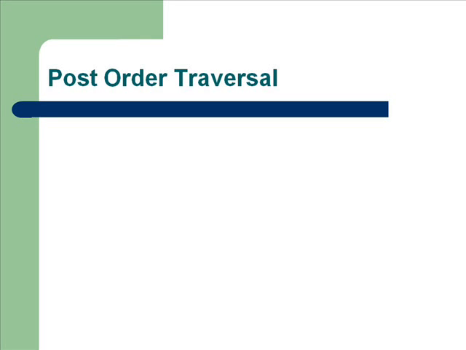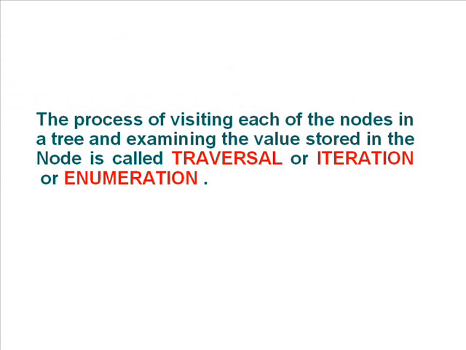Today we are going to learn post-order traversal of binary trees. Now what is a traversal? The process of visiting each of the nodes in the tree and examining the values stored in a node. This is called iteration, enumeration or traversal.